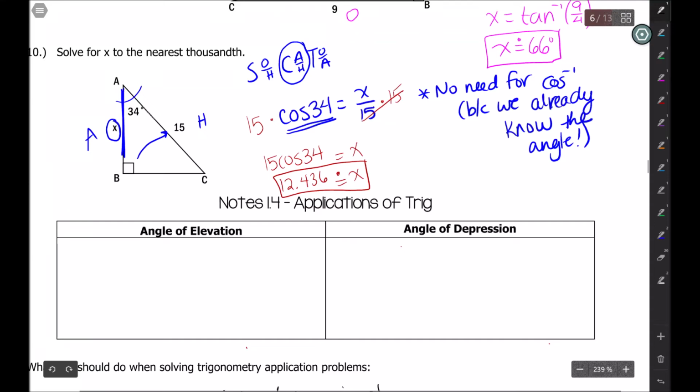Hi everyone, we're looking at notes 1.4, which are on applications of trigonometry. Before we do anything at all, we need to look at two important vocabulary expressions, the angle of elevation and the angle of depression. The angle of elevation is going to be when you have a right triangle right here. This angle right here is called the angle of elevation.